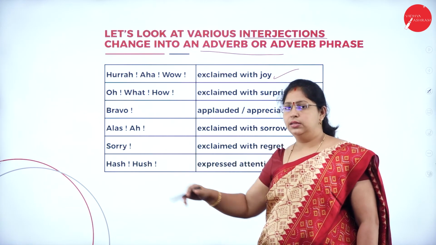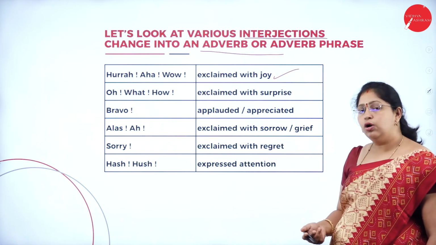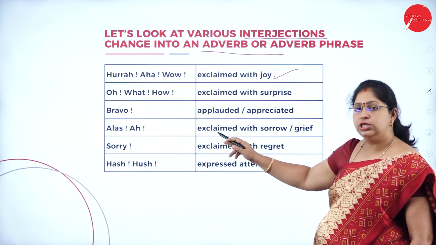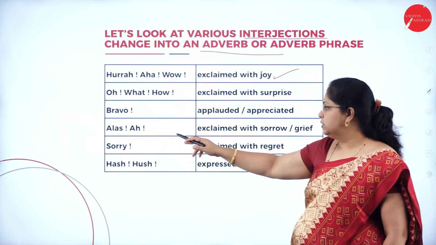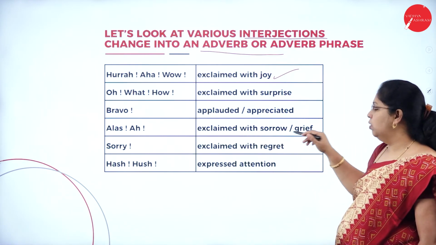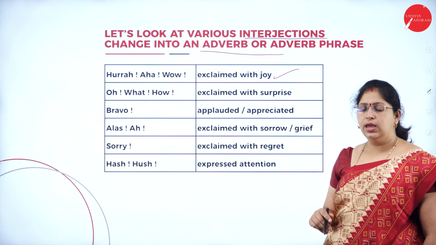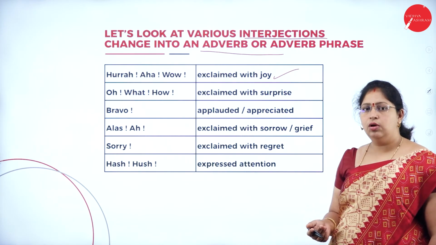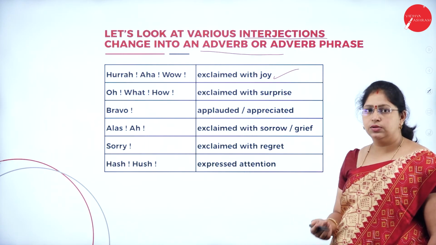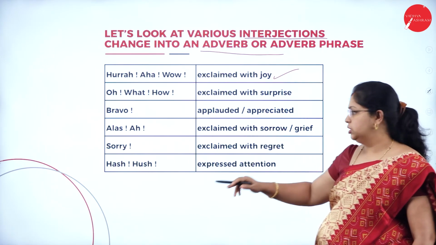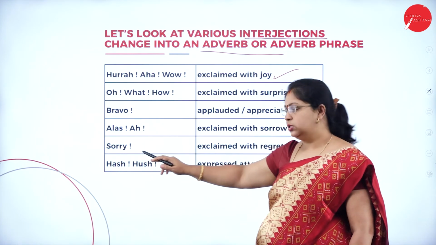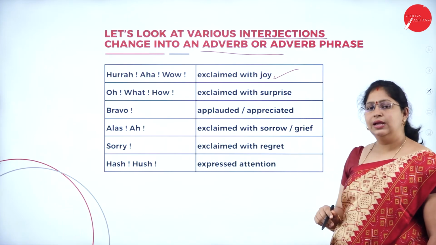Alas, they show the sorrow, grievance, correct? So when it is changed from direct to indirect, these words become exclaimed with sorrow or grief. Okay, he exclaimed with sorrow when he heard the bad news. Okay, so this is how we make the change. Then sorry becomes exclaimed with regret.